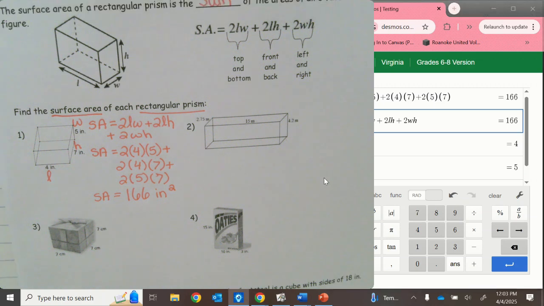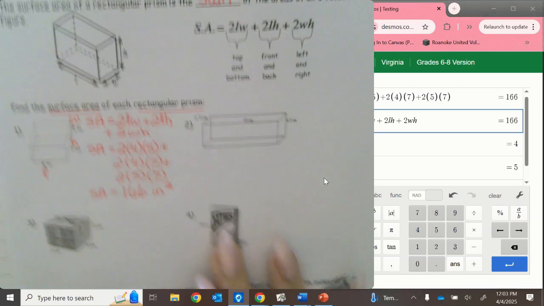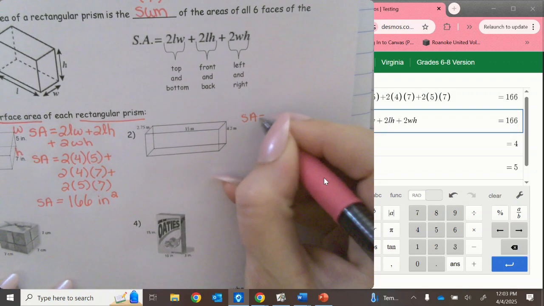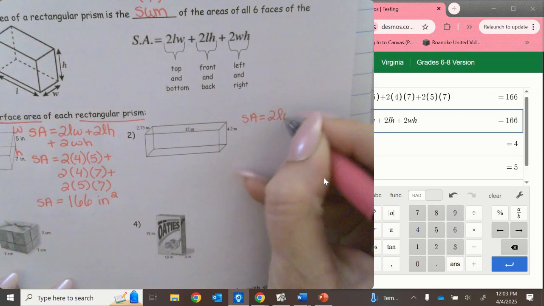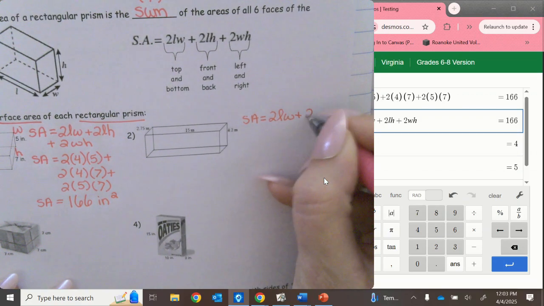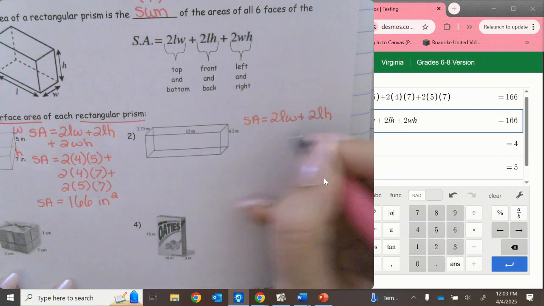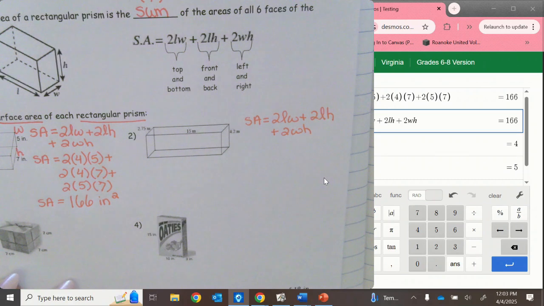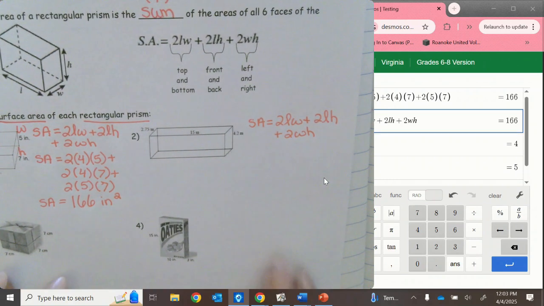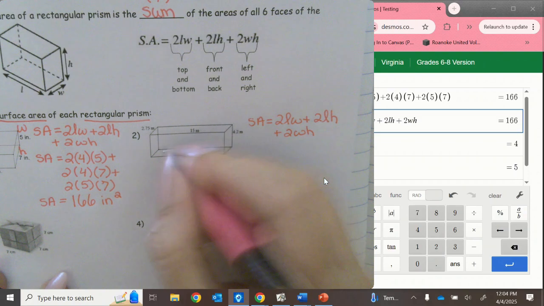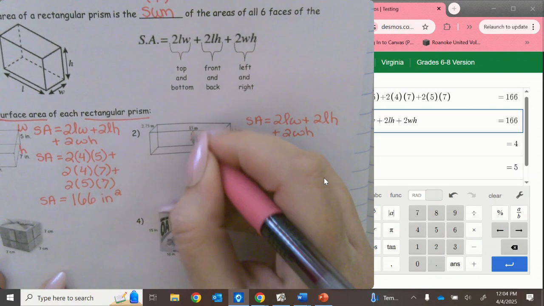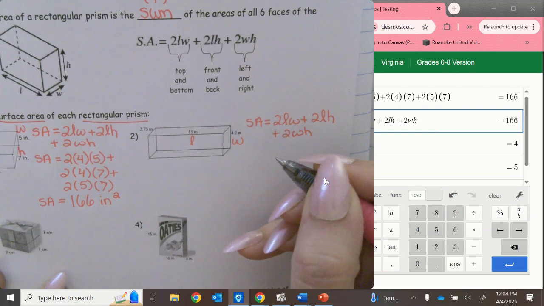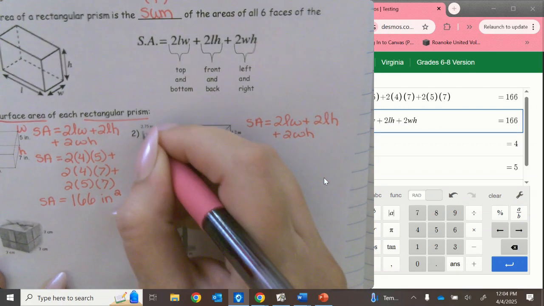All right, so for our next one, start by writing the formula. So SA equals, surface area equals 2LW plus 2LH plus 2WH, okay? I'm going to mix up what I make my length, width, and height a little bit. For this, I'm going to keep my left to right side here, my length, the 15. I'm going to make my width the 4.2, and the height will be the 2.75.